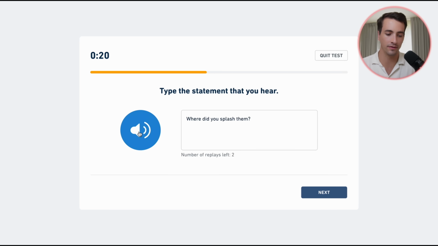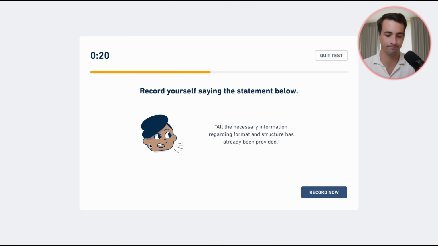All right, so let's use the second listen. Where did you splash them? Okay, where did you splash them? I didn't have any areas I wasn't confident about. But if I did, that's what I would have paid attention to. And then the third listen I used to proofread my response. Where did you splash them? There you go. Then you can be very confident that you have the correct answer.